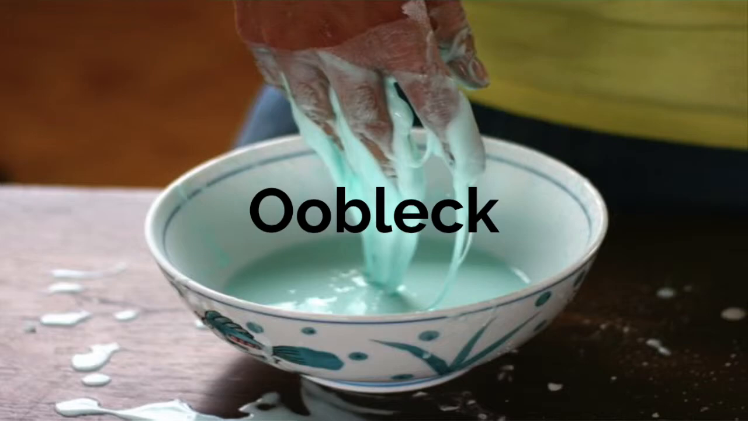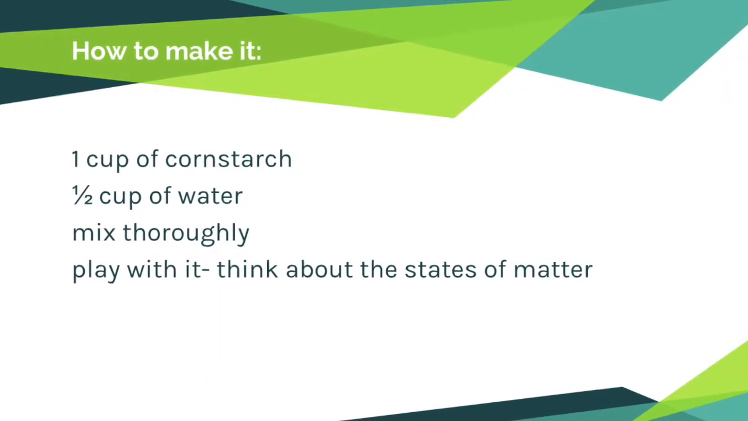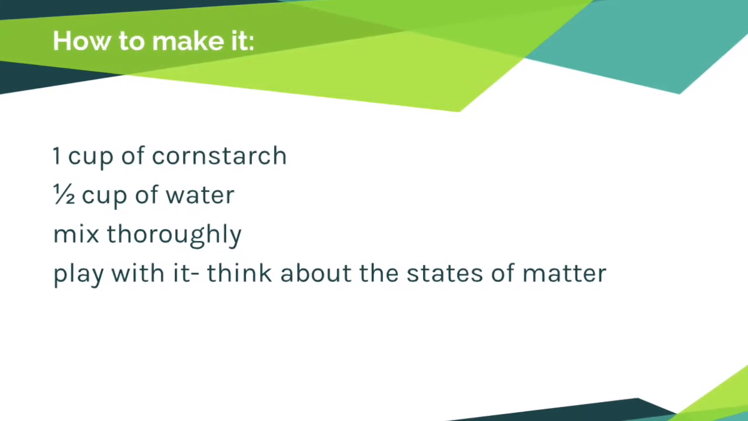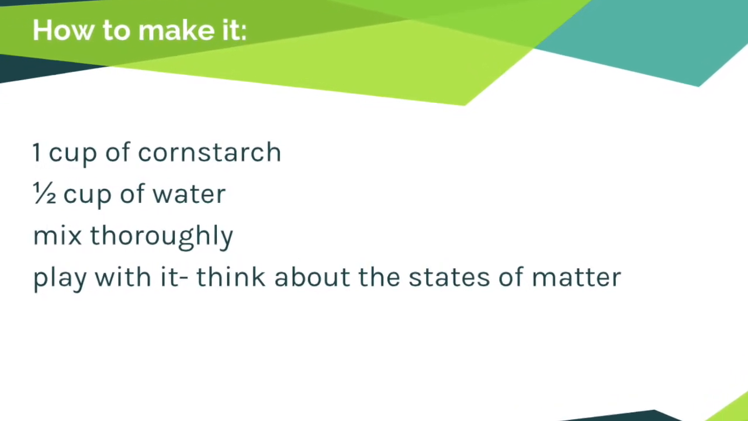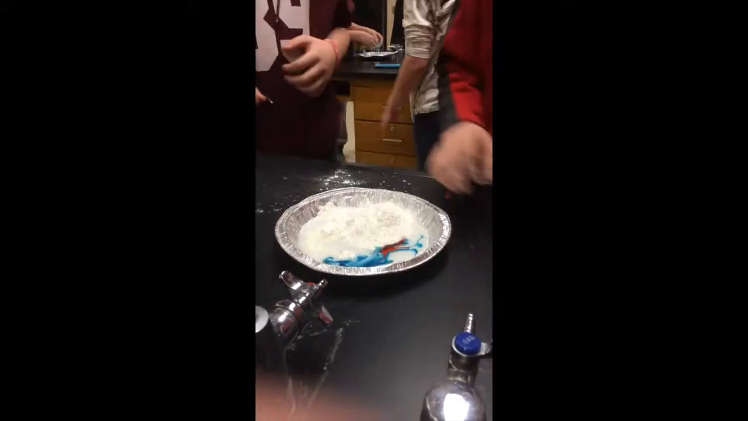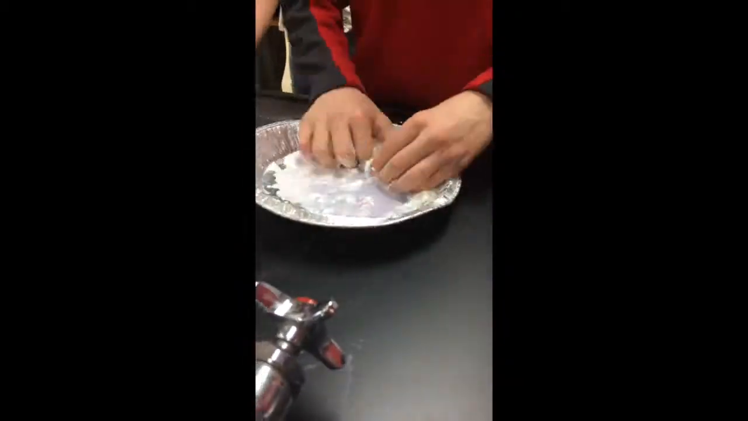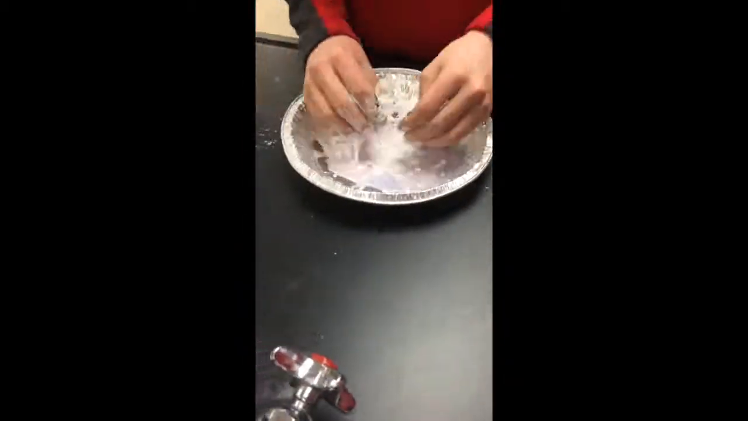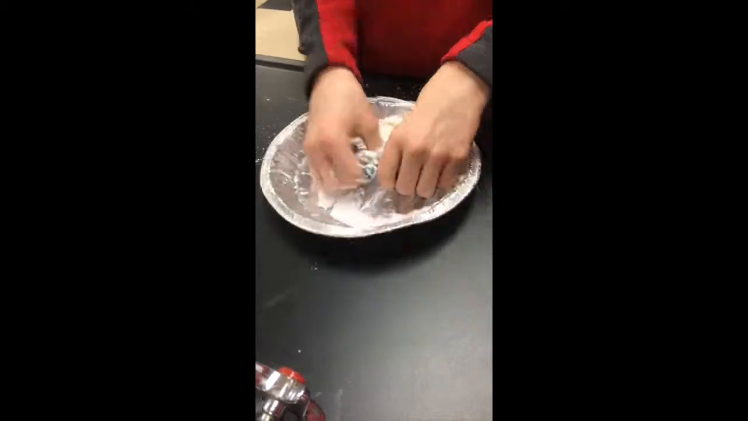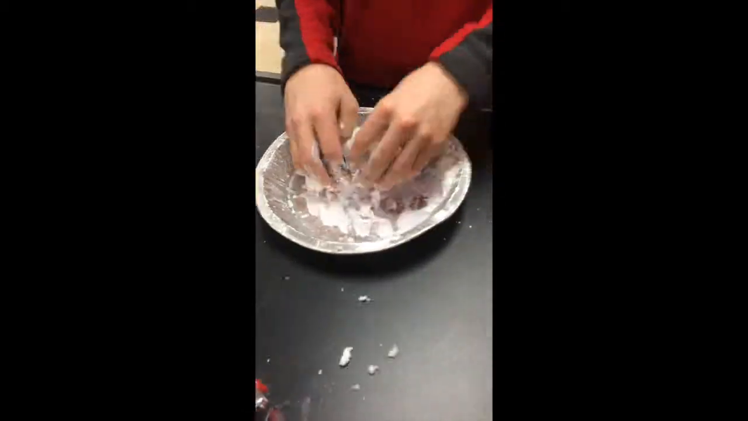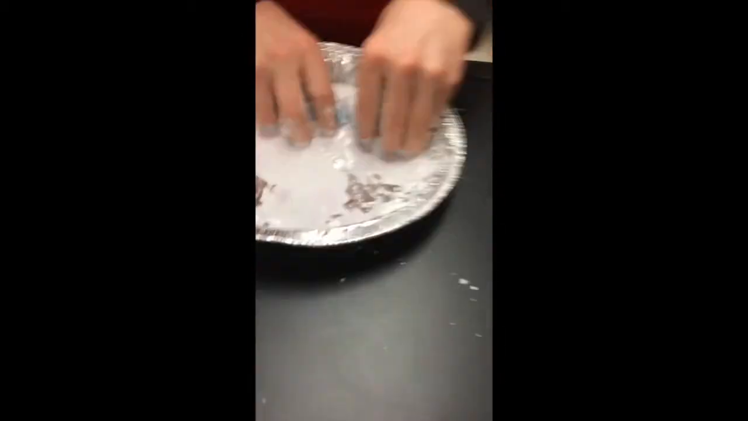So now that all that's over, we're going to talk about making Oobleck. So how to make it, you got 1 cup of cornstarch, half a cup of water, then you mix it thoroughly. And so after you're done mixing it, we want you to play with it, and we want you to think about the states of matter and decide what state of matter you think that Oobleck is. Now we have some clips of us playing with the Oobleck.